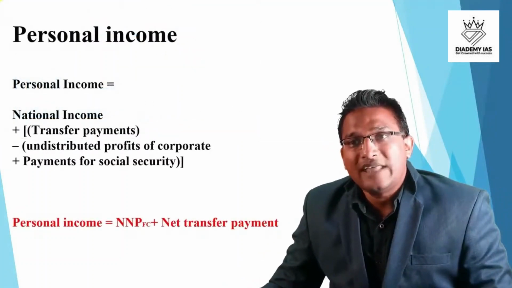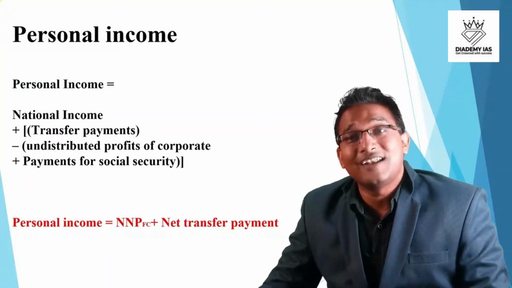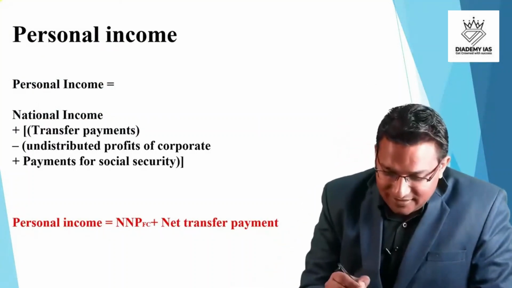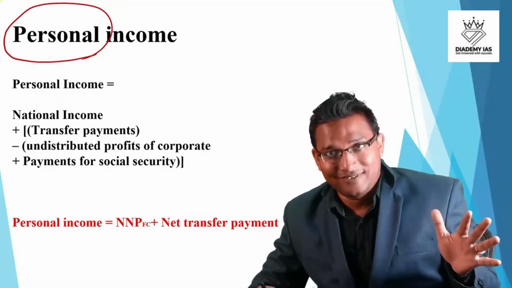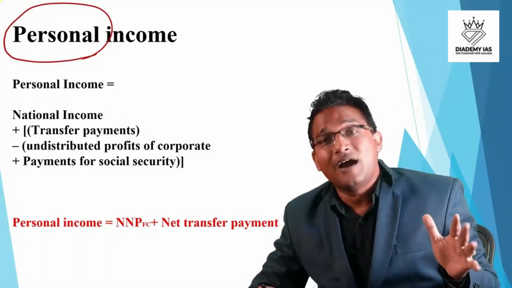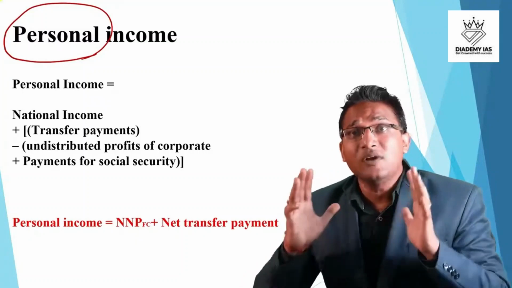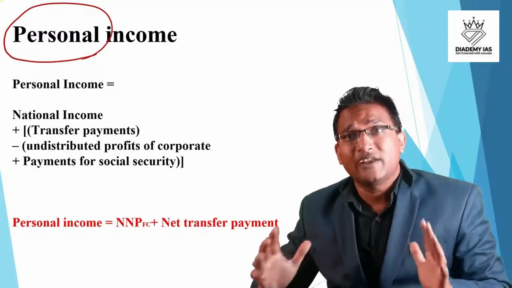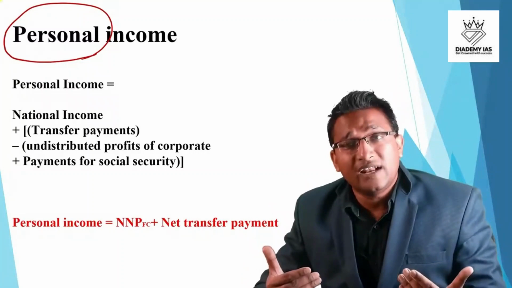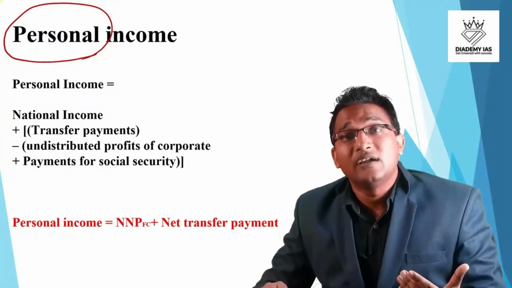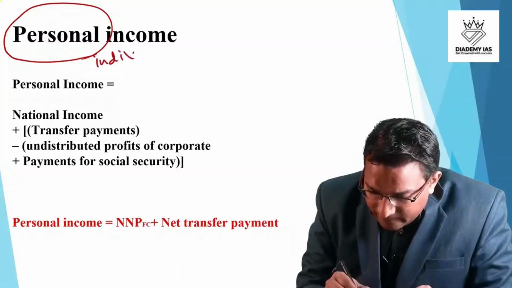Then we have one concept called personal income. What is the meaning of personal income? Friends, we have seen the disposable income, right? How is personal income different from that? Disposable income is at the macro level, and in that we are just seeing how much income can be disposed of by the economy as a whole, right? However, inside the disposable income also, there are some incomes which cannot be received by the individuals. So personal income is at the individual level, right?